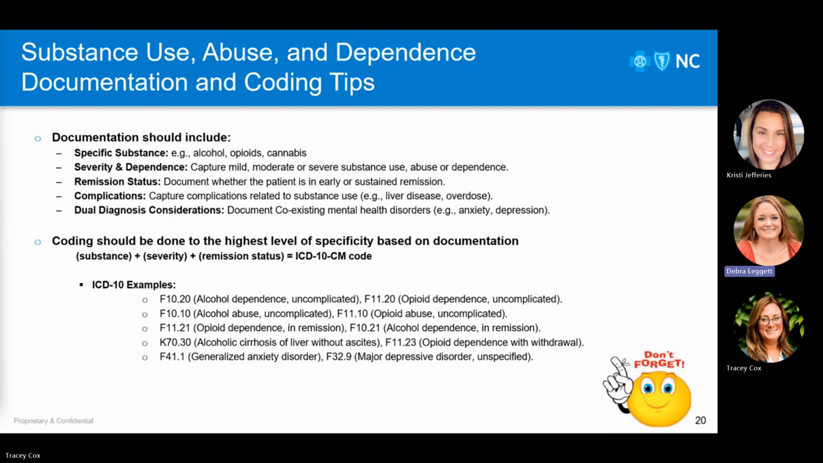For patients in remission, make sure to clearly document whether they're in early or sustained remission. This information has a direct impact on risk adjustment, so using the correct ICD-10 codes like F11.21 for opioid dependence in remission is necessary. Don't forget to document any complications or coexisting mental health conditions. If a patient has alcoholic liver disease or an anxiety disorder related to substance use, those should also be captured with additional codes, which impacts the overall risk score.